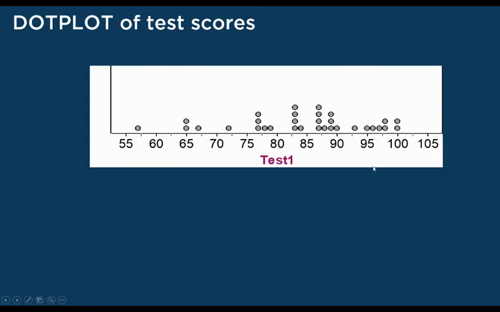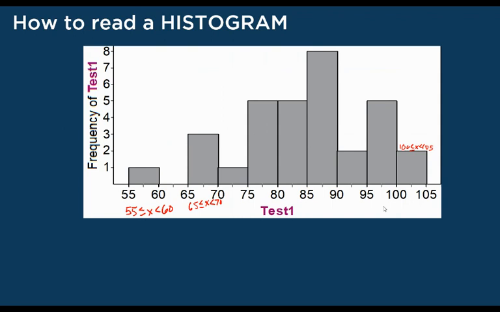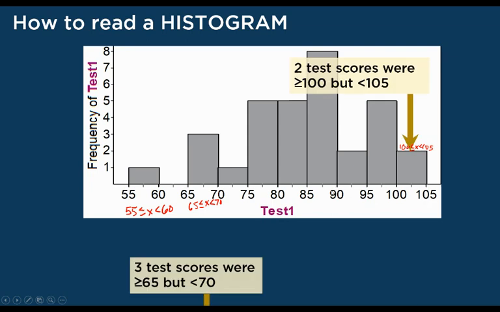So we have a lot more information here, but when we get to the histogram, we lose some of that specificity. We can see that there were 8 people who scored between 85 and 80, up to 89 really, but we don't know those individual scores. So that's a weakness.